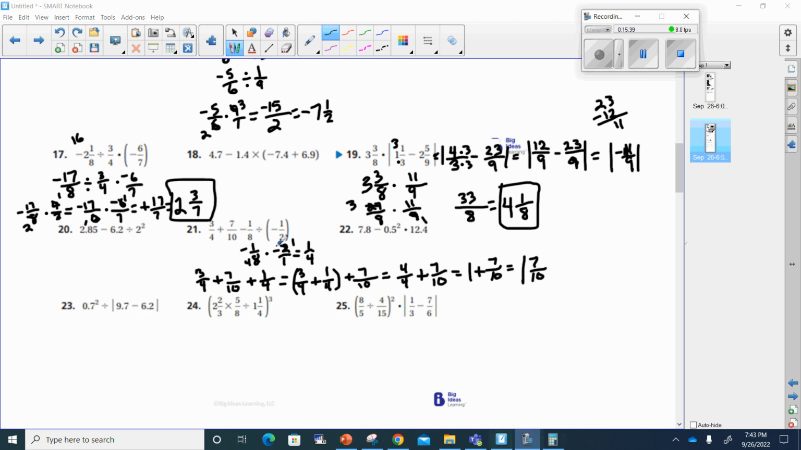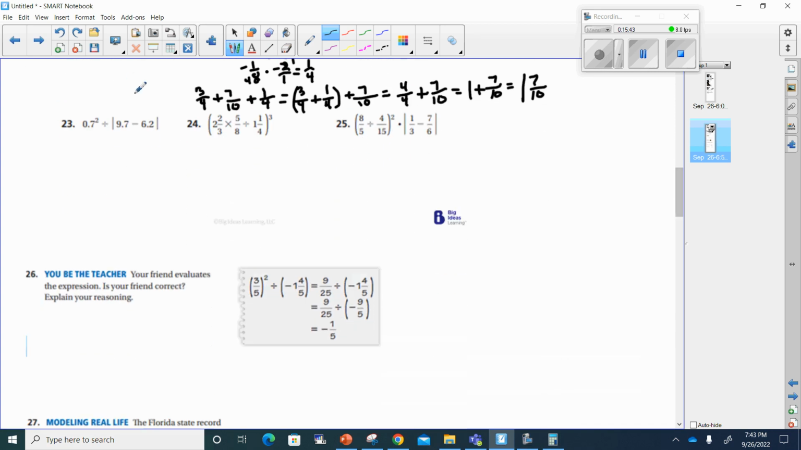All right, let's go ahead and move on to number 23. I'll get the absolute value sign here, 9.7 minus 6.2. I can just do that here. And that's going to give me, we're subtracting here, that's a 5, and that's a 3. That's positive. Not that it matters, because absolute value is going to make it 3.5.